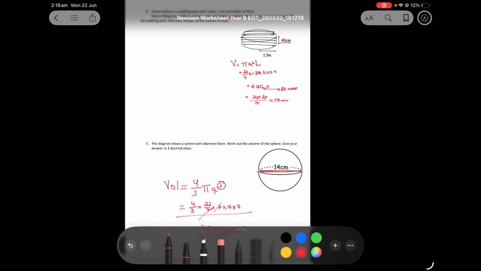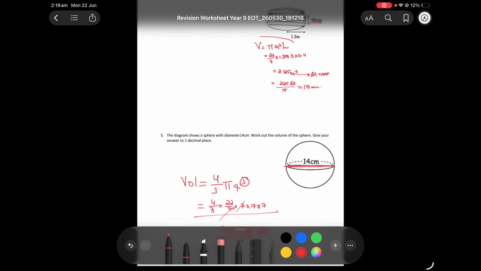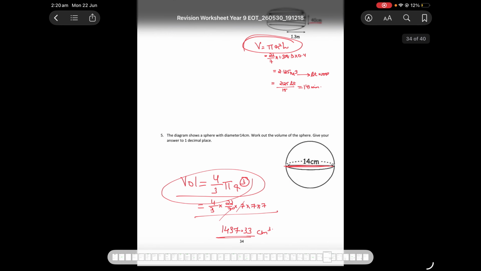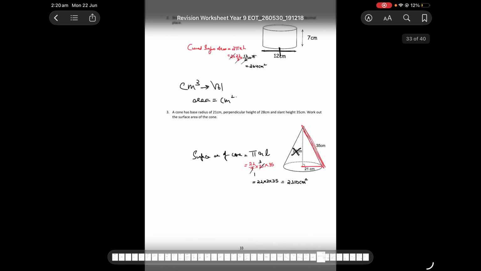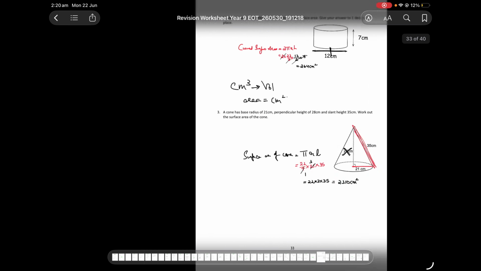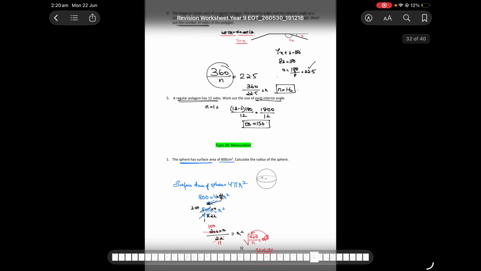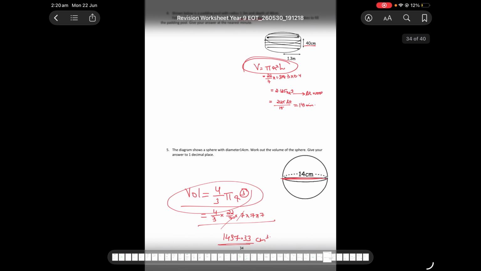So we have seen the volume of the cylinder, pi r square h, and the volume of the sphere, 4/3 pi r cube. Then we have the surface area of the cylinder, 2 pi r h, the cone, and the sphere again. Here it spoke about the surface area. In the last question, it is talking about the volume of the sphere.